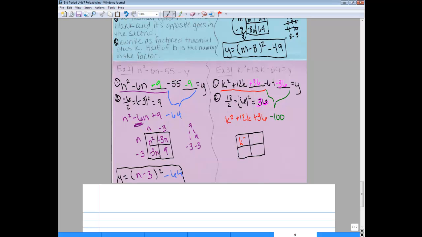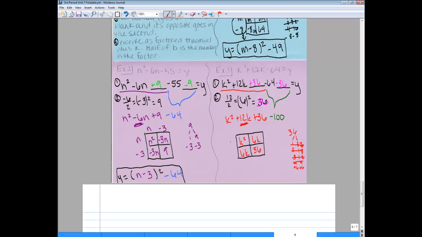So we have k squared and 36. Factors of 36: 1 and 36, 2 and 18, 3 and 12, 4 and 9, and 6 and 6. Well, how do we get 12 from any of these? This doesn't give me 12. This doesn't give me 12. This doesn't give me 12. This doesn't give me 12. 6 plus 6 is what gives me 12. 6k and 6k.